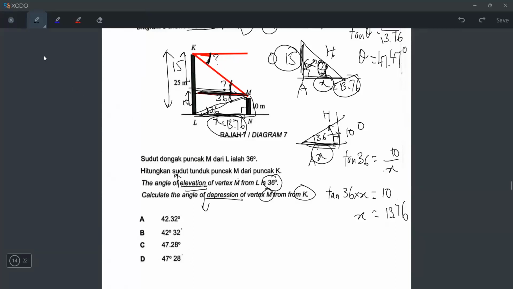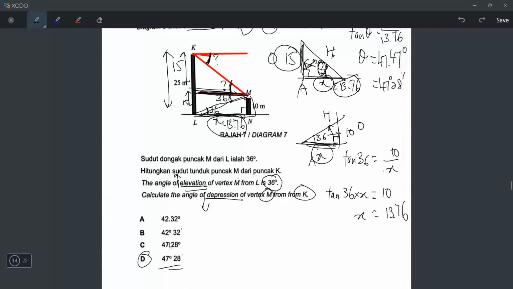Oh, then maybe I have to convert into degree minute. It's very simple. Just use the degree minute button, the button where it has like 1 dot and then 3 comma. Just press that. Okay, it changed in my calculator: 47 degree 28 minute. I hope you know which button I'm talking about. So this is the answer.